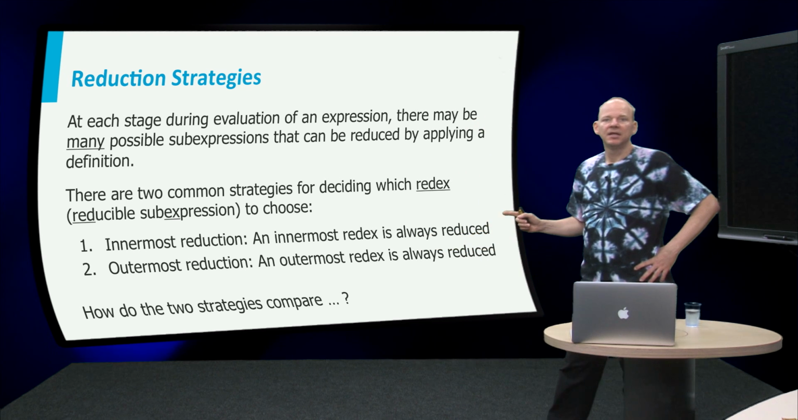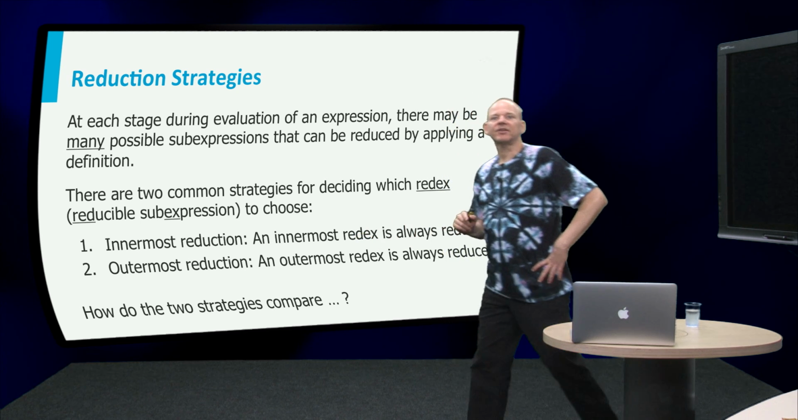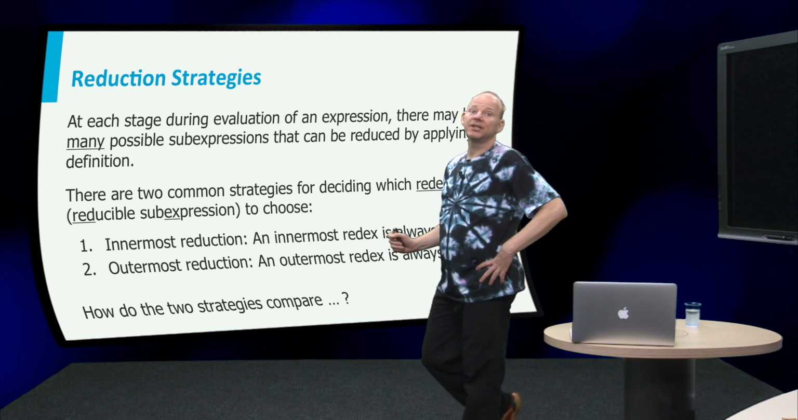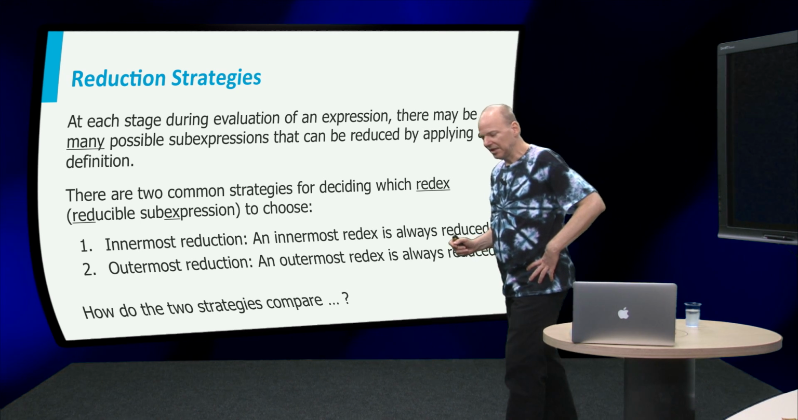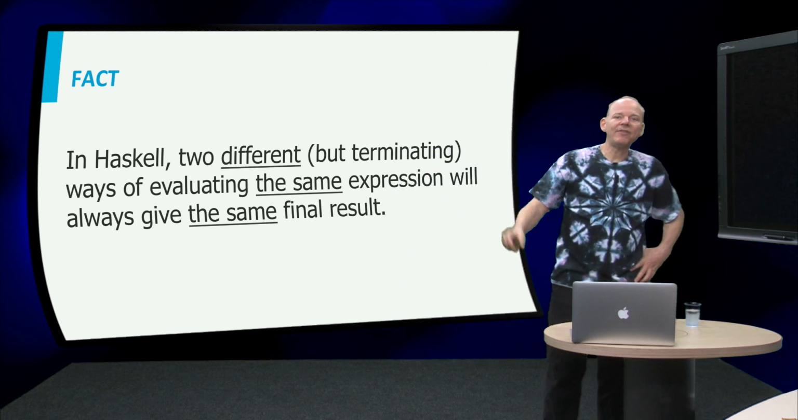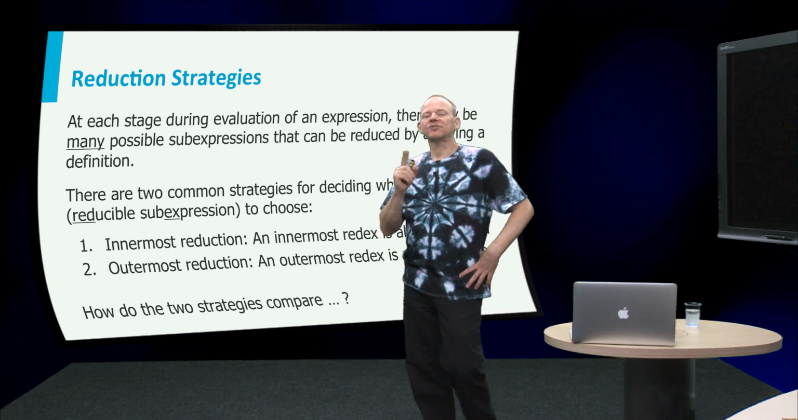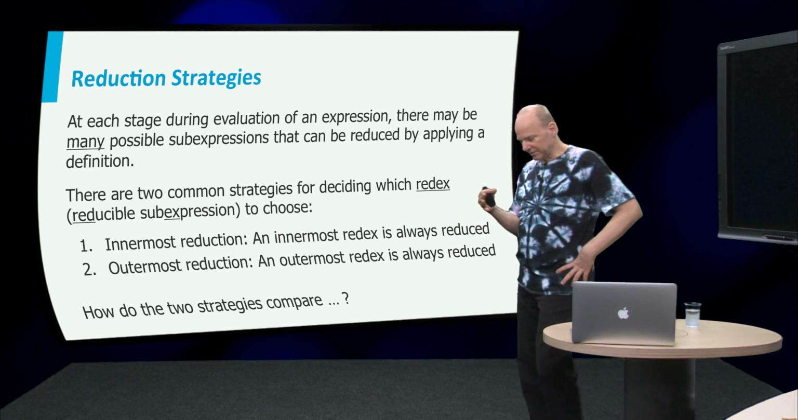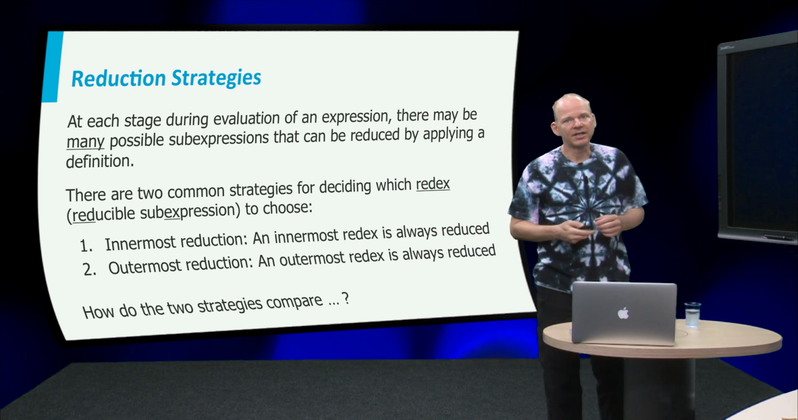The one is innermost reduction, which says the innermost expression that can be reduced is always reduced. And then there's outermost reduction, where you take the outermost expression to be reduced. And of course, you can also do random execution. We can pick any expression to be reduced, but that's not very systematic. It's nice to have a fixed strategy such that we can reason about its properties.